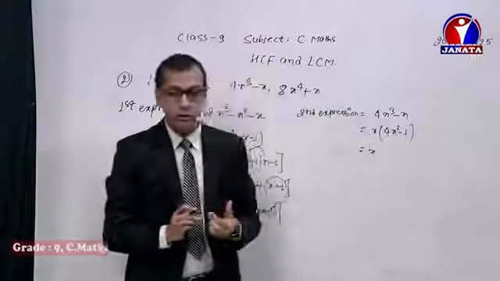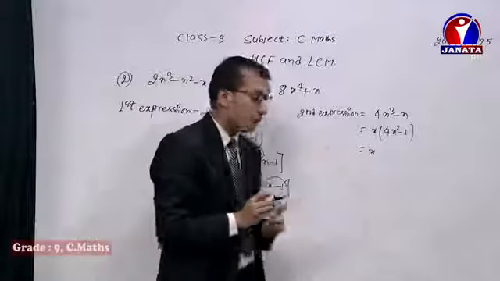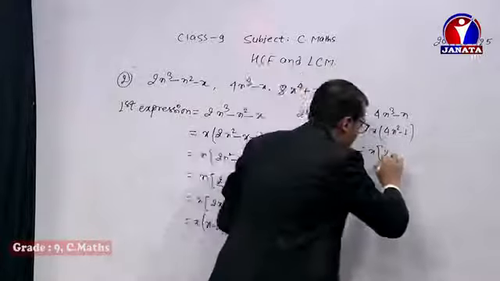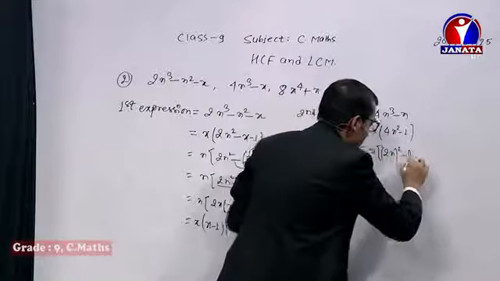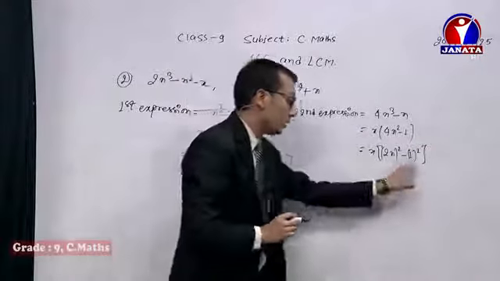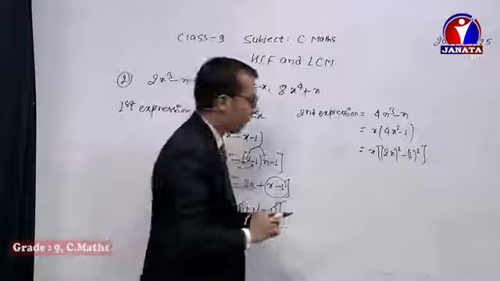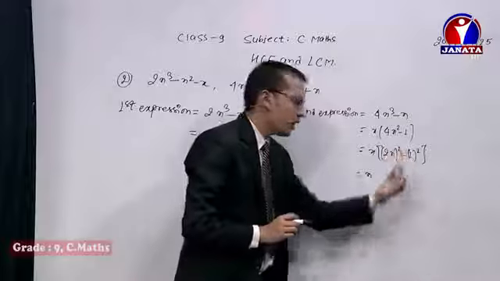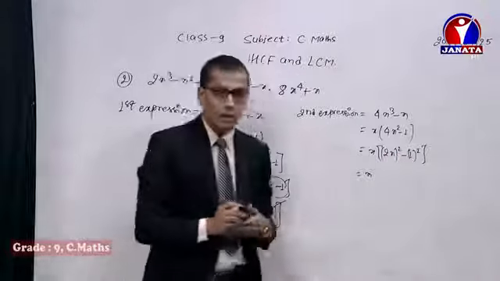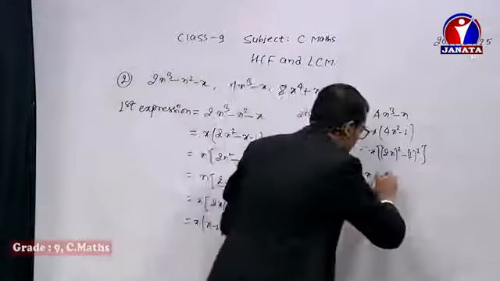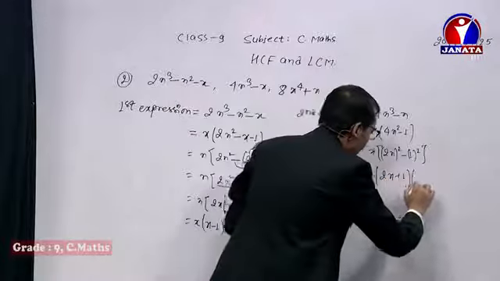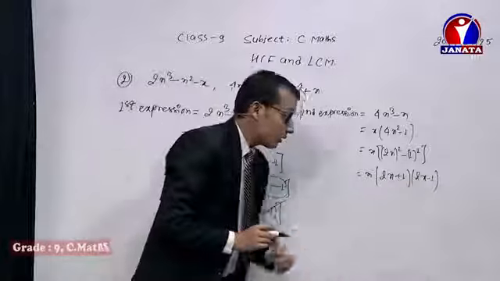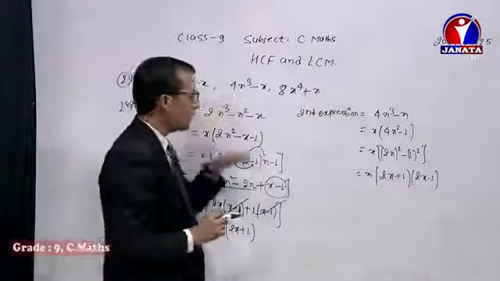4x square minus 1 can be written in a square minus b square form. For this, let's convert 4x square into a perfect square. It's 2x whole square minus 1 square. There is no change in 1 square because 1 square is 1. This is in a square minus b square form. So the two factors of a square minus b square are a plus b times a minus b. So these are the factors of the second expression.